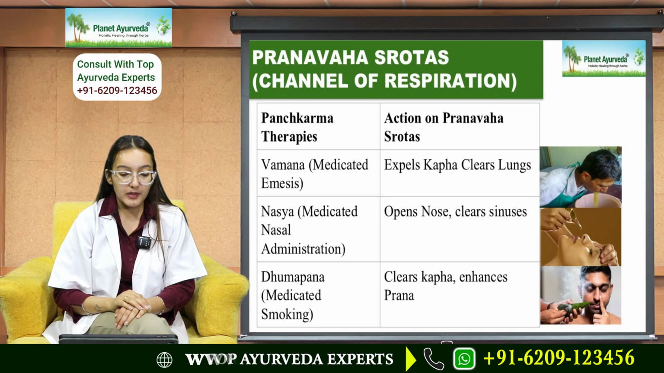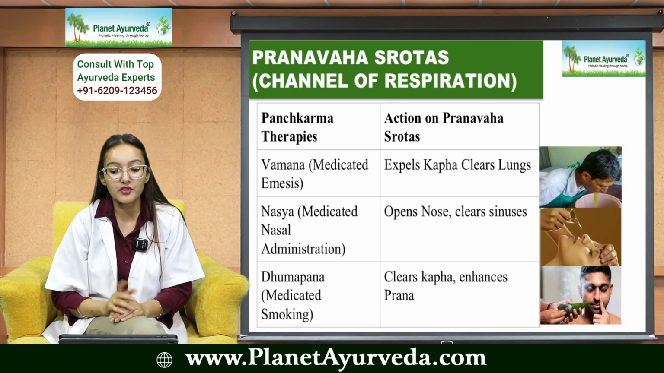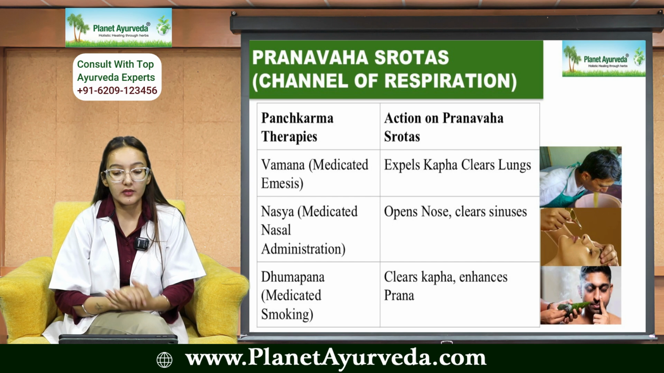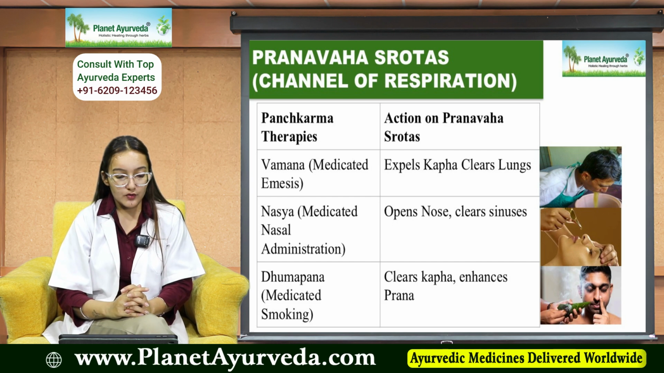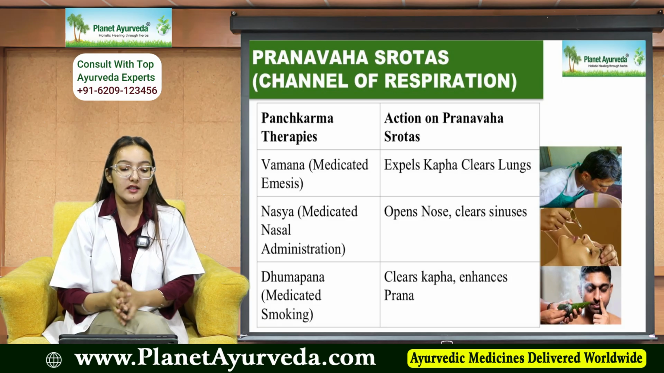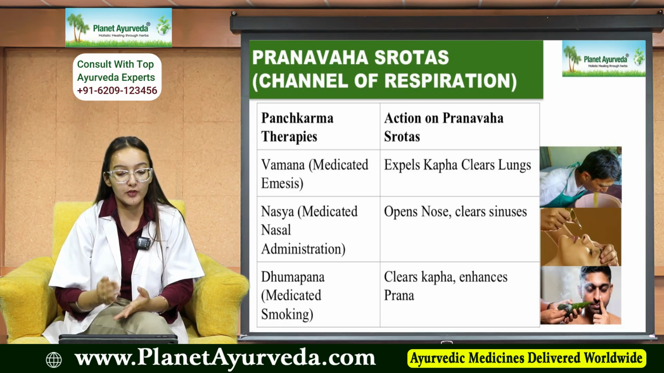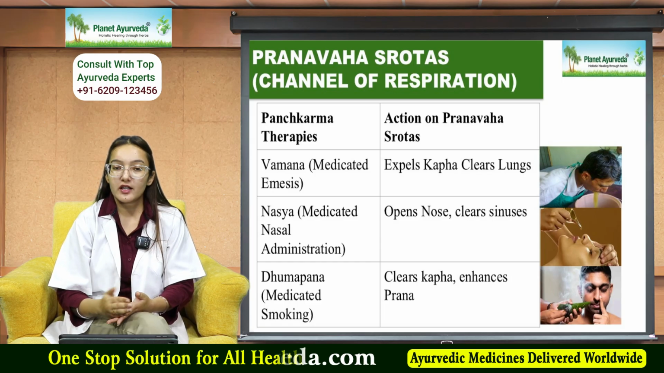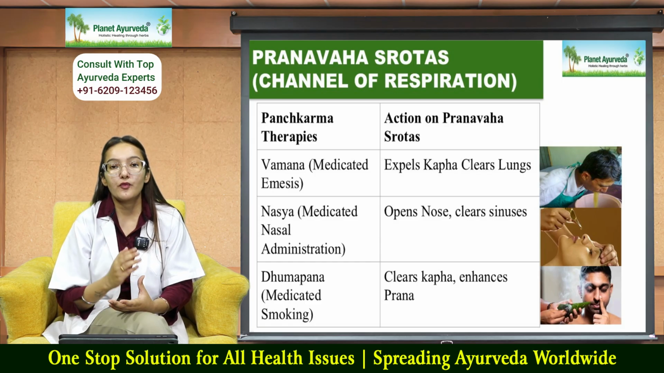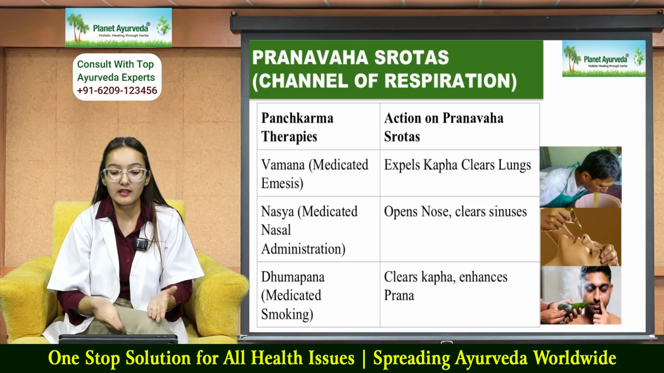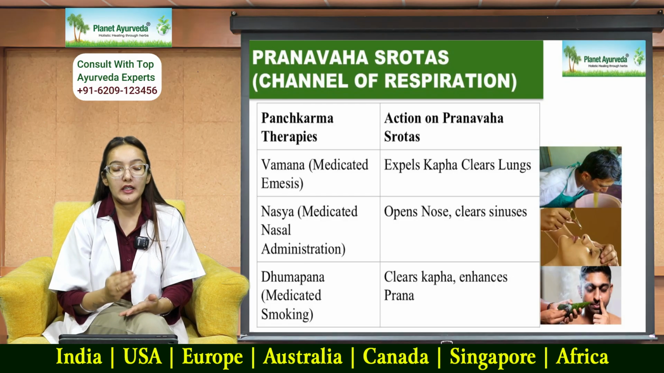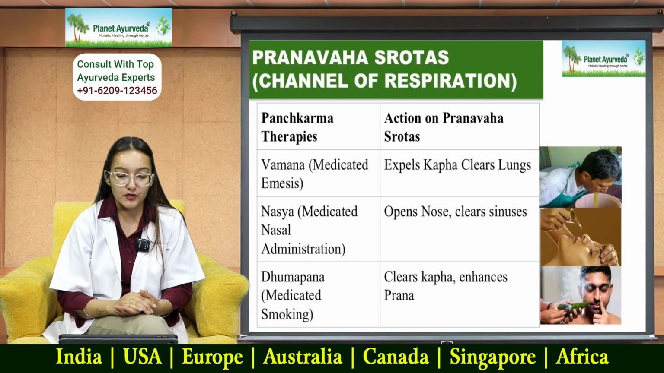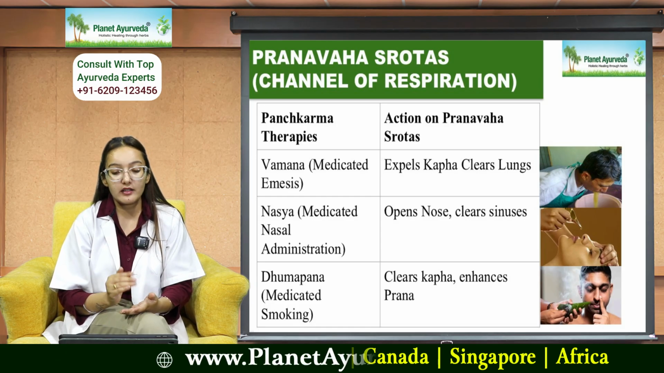Then comes the panchkarma therapies. What kind of panchkarma therapies can one perform to clear the channel of respiration? So Vaman is indicated particularly in the vitiation of the channel of respiration. Why? Because Vaman helps to eliminate the kapha dosha, which is the predominant dosha involved in the vitiation of the channel of respiration. So Vamana, medicated emesis, will expel kapha and clear the lungs.